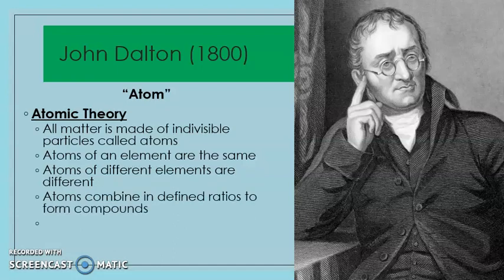He went even further and said that atoms can actually combine in defined ratios to form compounds. So, for example, one carbon and two oxygens will always make carbon dioxide, but one carbon and one oxygen makes carbon monoxide. And if you have any experience with those two gases, you do realize they are two very different things. Neither is really good for humans, but one is definitely poisonous.